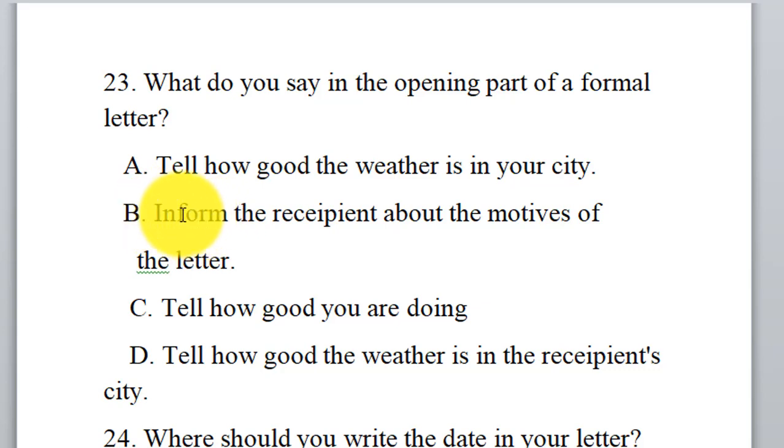Letter of application may be another very critical one. The motives for writing a letter are very diversified, so this must become the opening of any formal letter. We cannot just insert or state these motives in the middle or at the end parts of a formal letter. So the answer should be what?